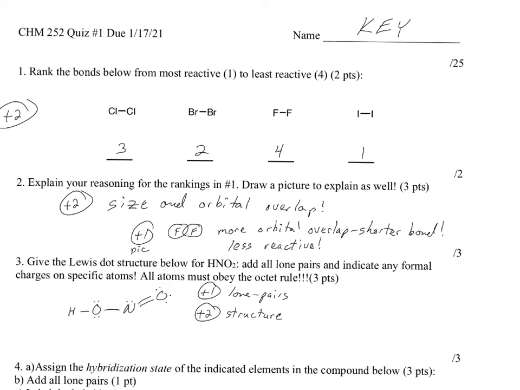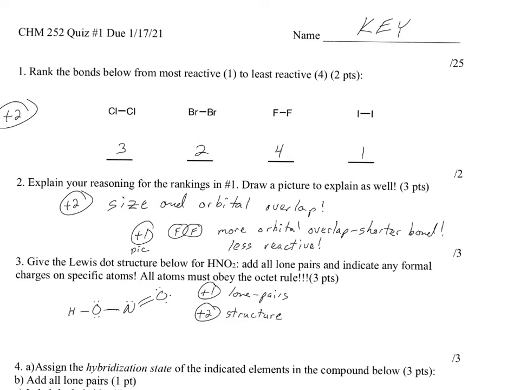All right, taking a look at quiz 1. For this first one, rank the bonds below from most reactive to least reactive. This was one of the harder questions on the quiz. The I2 is actually the most reactive because those atoms are so large. There'll be less orbital overlap and then a longer bond. So those make it the most reactive.